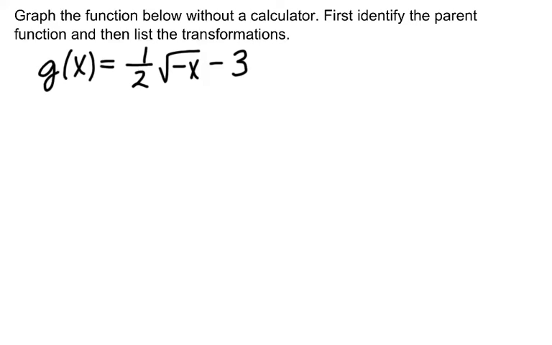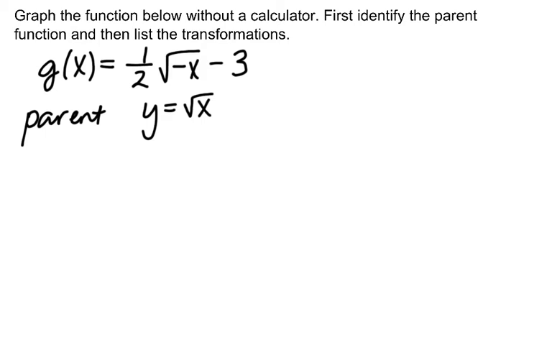We want to graph the function below without a calculator. So our function is g of x equals 1/2 times the square root of negative x minus 3. First we want to identify the parent function. If we strip away the 1/2, the negative 1 inside the square root, and the negative 3, what we're left with is our parent function, which is just the square root of x.